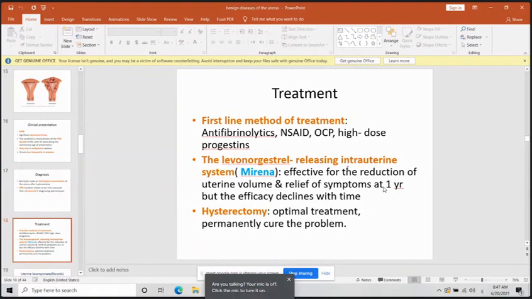As well, the use of Mirena, which is a levonorgestrel-releasing intrauterine system, may be as effective for the reduction of uterine volume and relief of symptoms. لكن إيش قد يطول هاي الفائدة مالته؟ Up to 1 year. After 1 year, the efficacy will decline. The last treatment option for adenomyosis is, of course, surgically excising the uterus, and it will obviously provide a permanent cure for the problem.